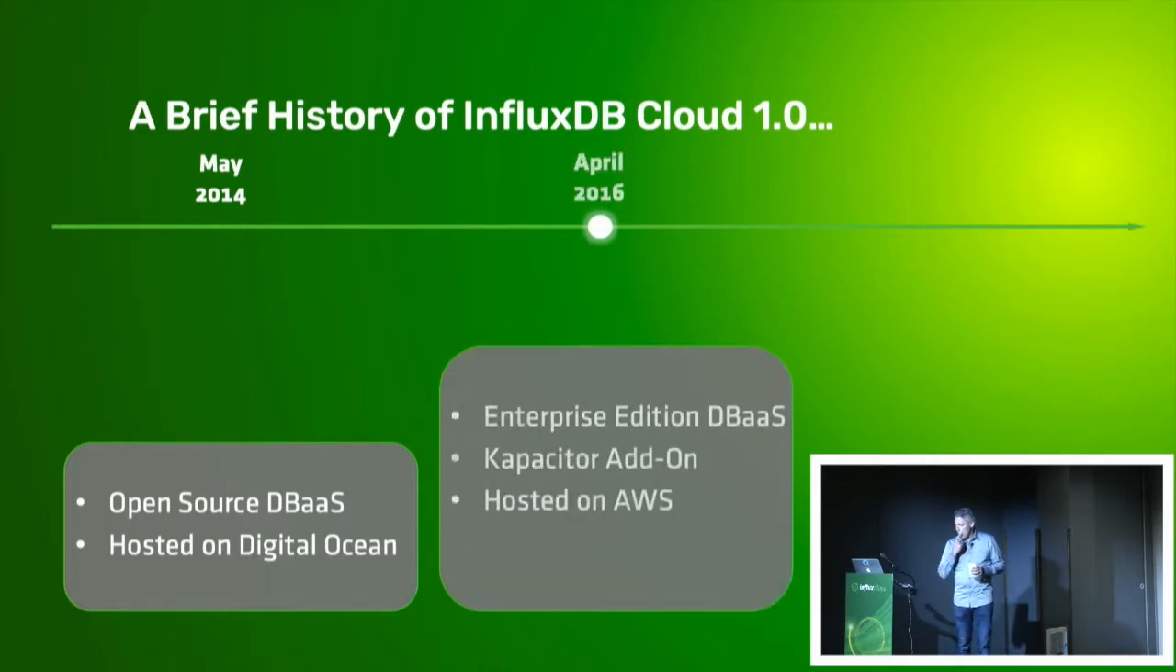And so about 2 years later, we migrated everybody over to AWS with the Enterprise Edition. All of the plans use the Enterprise Edition, with all the features and capabilities, except for fine-grained authorization, exposed and available to the end users. Capacitor was then also made available as an add-on, and it was all hosted on AWS.